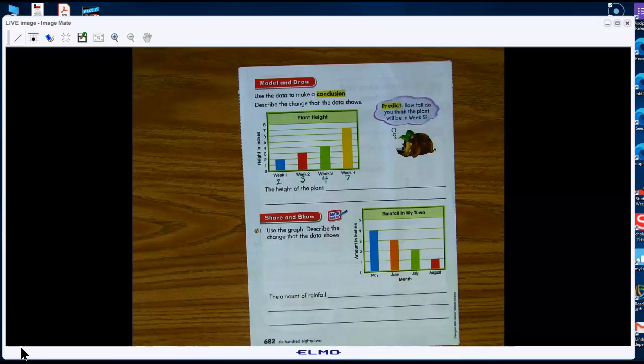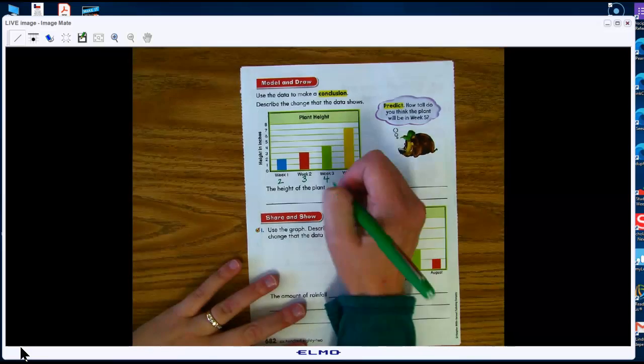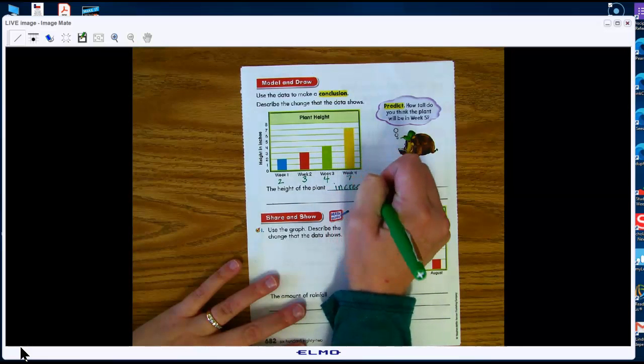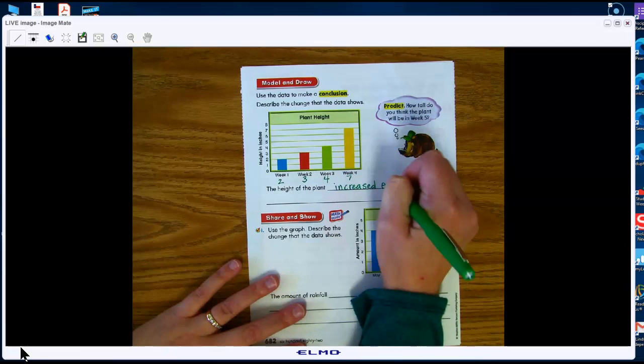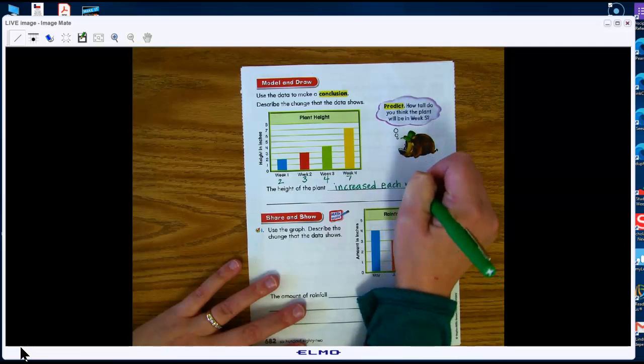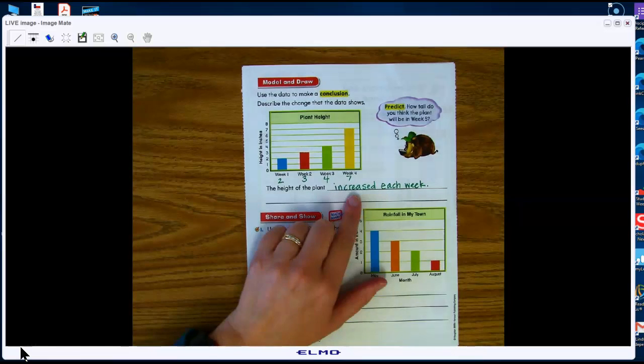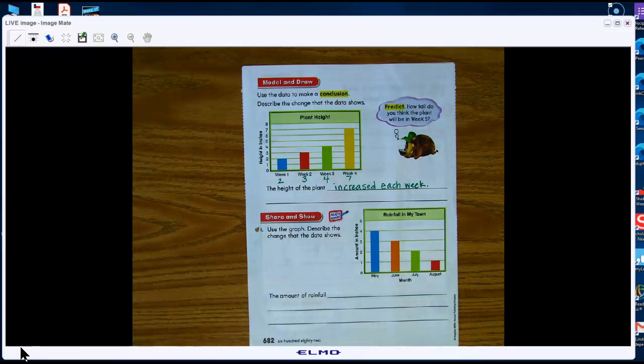It increased, yes. The height of the plant increased. That's a big word. Each week, every week it got taller. No week did it get shorter. So the height of the plant increased. I-N-C-R-E-A-S-E-D. That's a big word. The height of the plant increased each week.